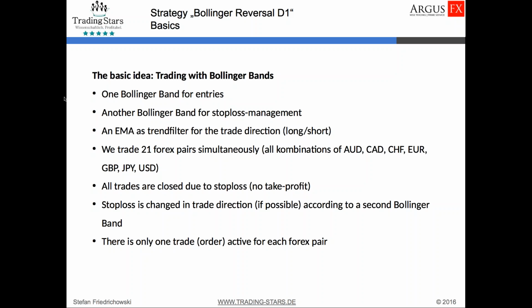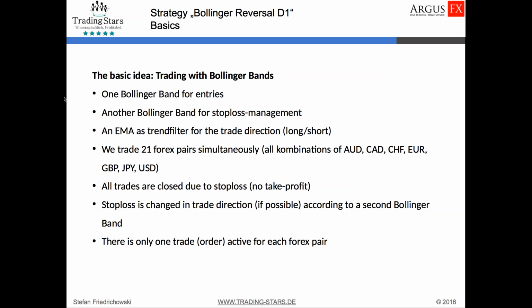This strategy is running on 21 forex pairs, which we trade simultaneously in order to have a very smooth equity curve. Those 21 forex pairs stem directly from the 7 major underlyings you can trade. All trades with this strategy are always only closed via stop loss.